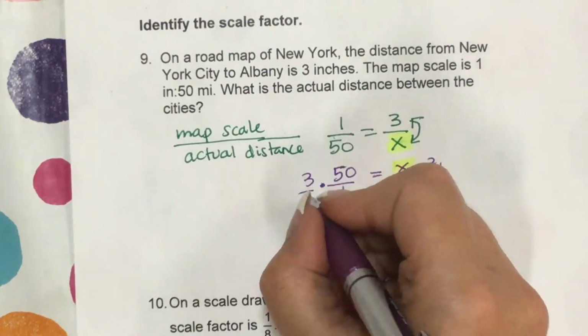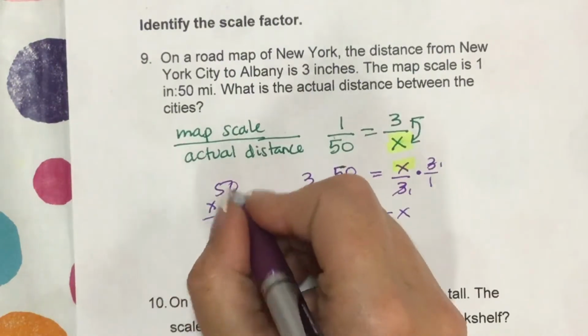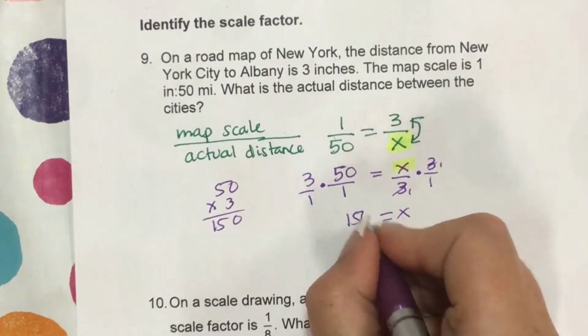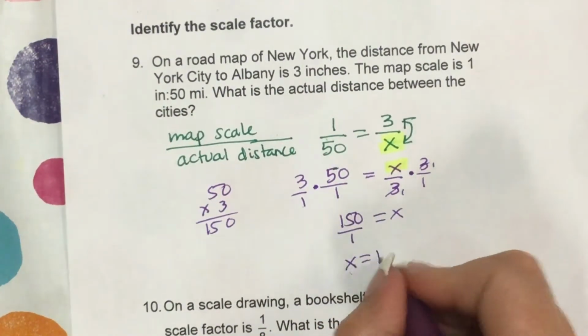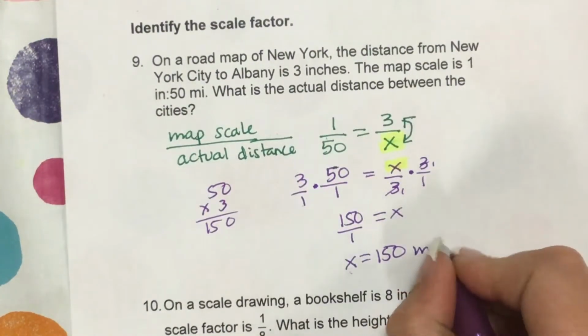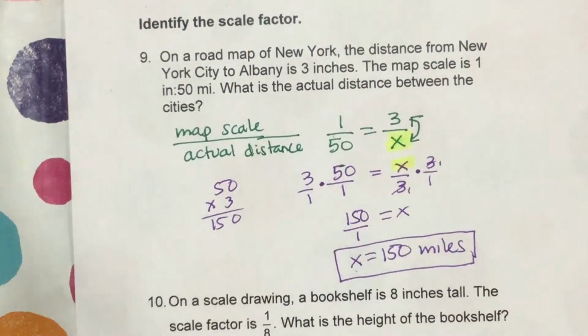So we just need to do this: 3 times 50, this is 3 over 1. 50 times 3. 3 times 0 is 0. 3 times 5 is 15. So it's 150 over 1 times 1, which is 1. So X equals 150, and it's the actual distance, which is in miles. So boom. There you go.